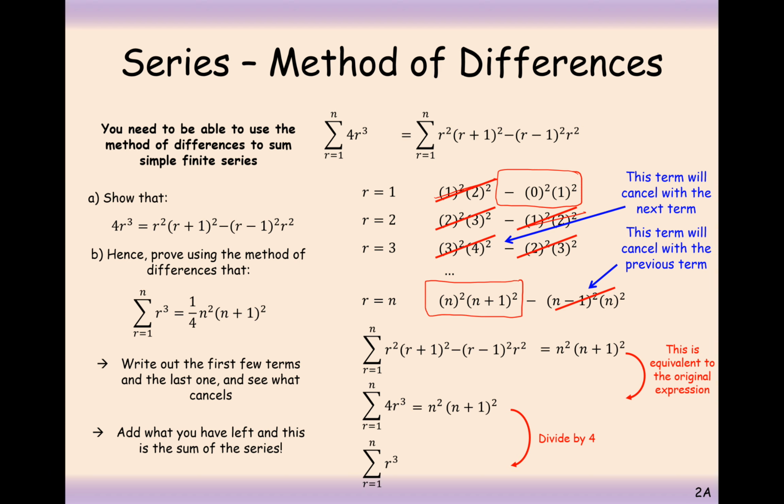Divide through by 4 and we get a quarter n squared (n plus 1) squared. So what we did for part B was we basically proved that the summation for this expression here is equal to something quite simple. That is equal to the summation for 4r cubed, and then divide through by 4 and you get this thing here.